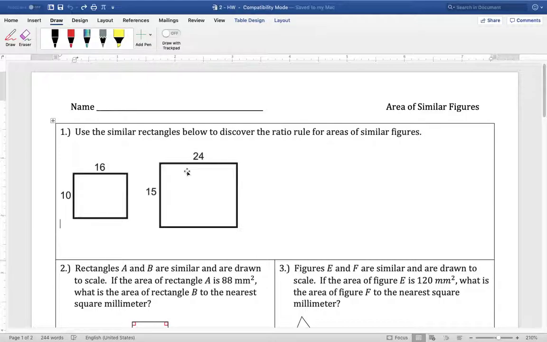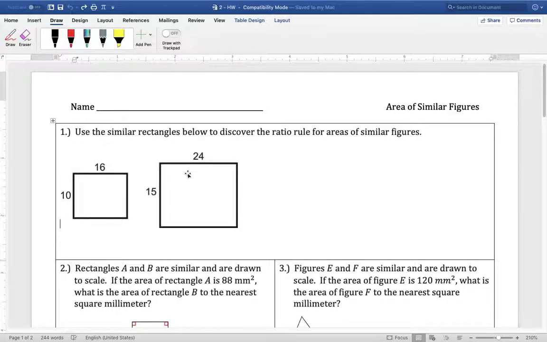If we look here, we have two rectangles that we can easily figure out the area. The first one would be 10 times 16, which would be 160. And the second area would be 15 times 24, which is 360. 160 over 360 reduces down to 4/9. You could simply do that by getting 16 over 36, which is knocking off the zeros from 160 over 360, and then reducing 16 over 36 by dividing by 4, which would give you 4/9.